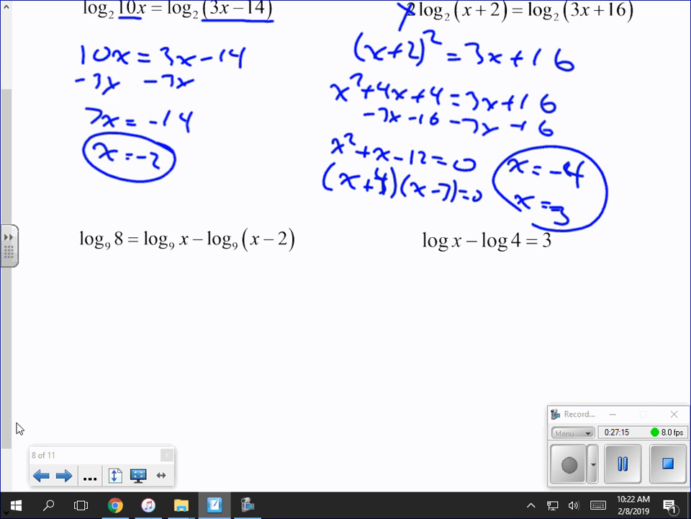Next one. I don't have a log equals a single log. I need to combine these into one logarithm. I cannot cancel logs like this. I have to have equal to a single log. So I need to combine these up. So I get log base 9 of 8 equals log base 9 of x over x minus 2. You cannot cancel logs unless it's a log equal to a log. Now I can cancel. 8 equals x over x minus 2.